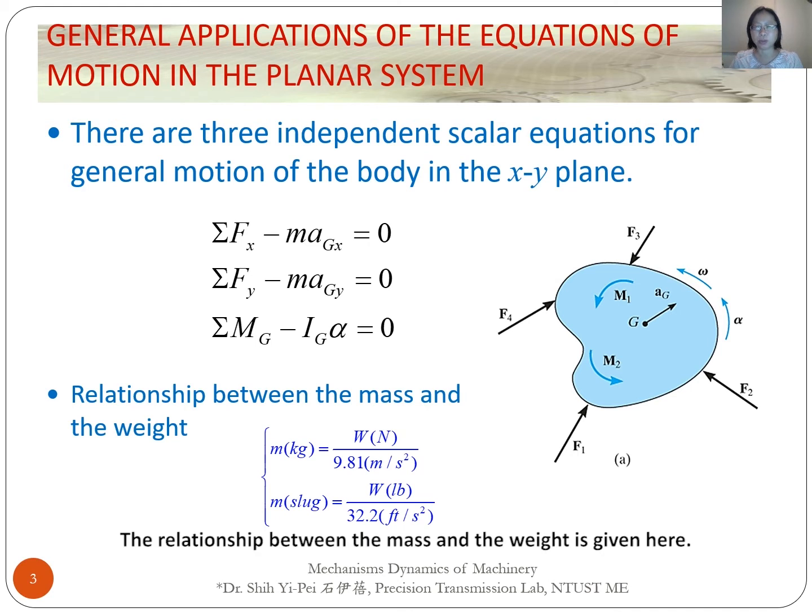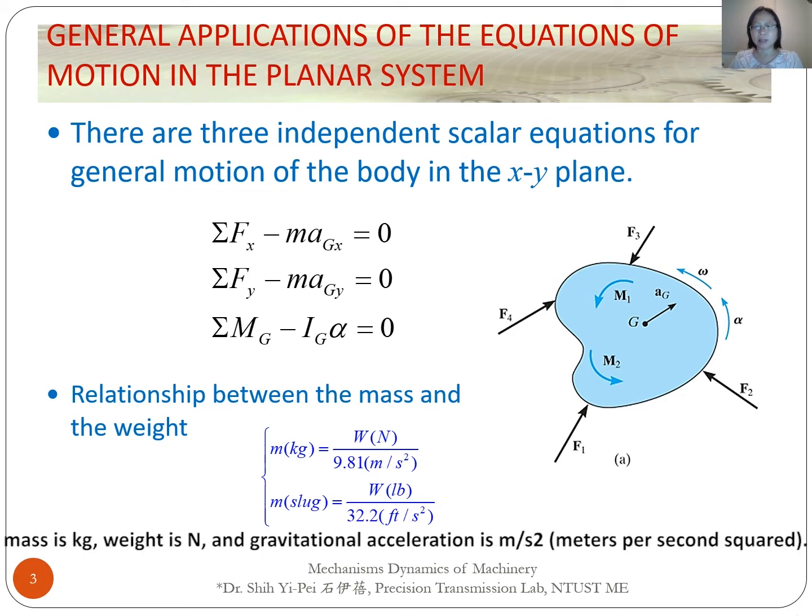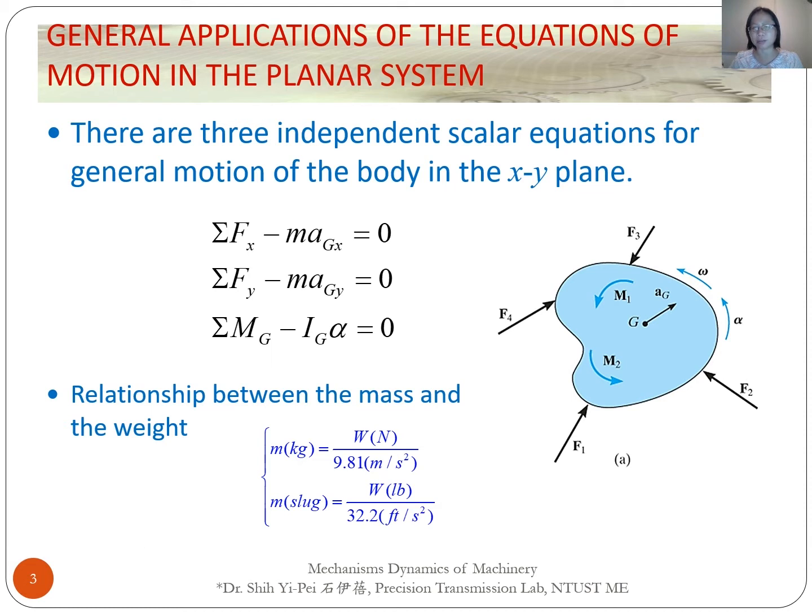The relationship between the mass and the weight is given here. For the metric units, mass is in kilograms, weight is in Newtons, and gravitational acceleration is in meters per second squared. And for the imperial units, mass is in slugs, weight is in pounds, and gravitational acceleration is in feet per second squared.